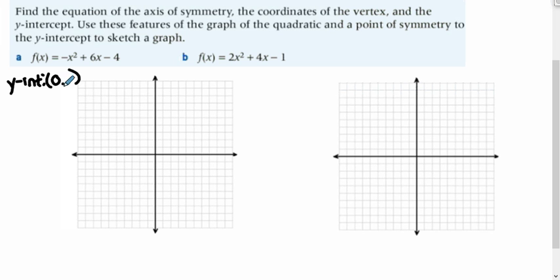Y-intercept, x is 0, y is -4. Again, it's always your c value. So y-intercept, 0, -1. So you automatically have 1 point every time. So now we're going to find the vertex.